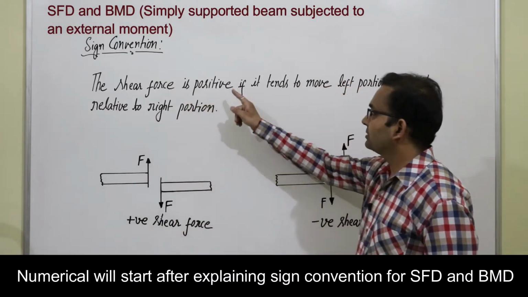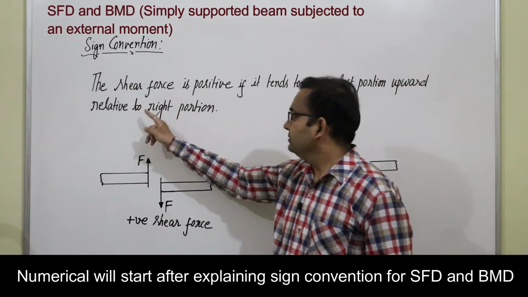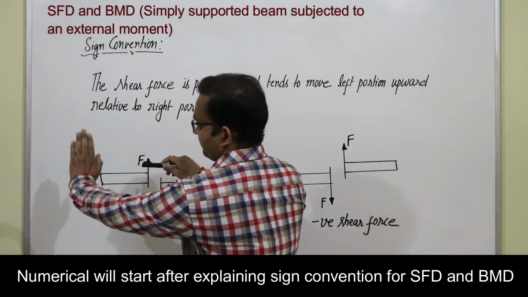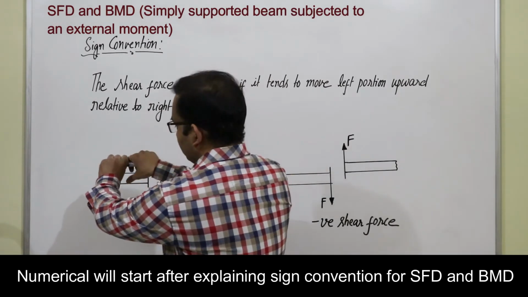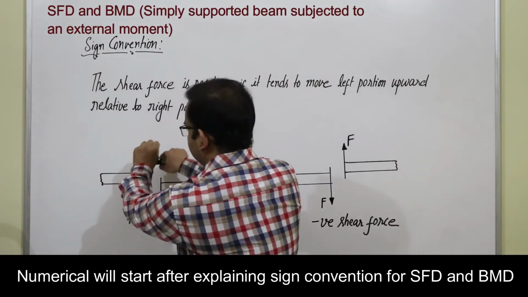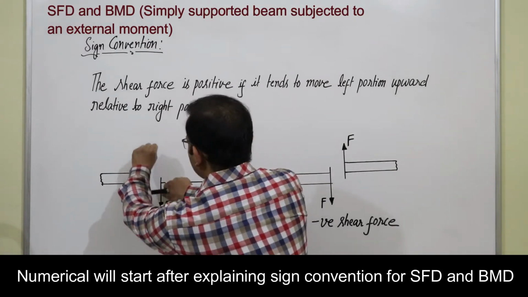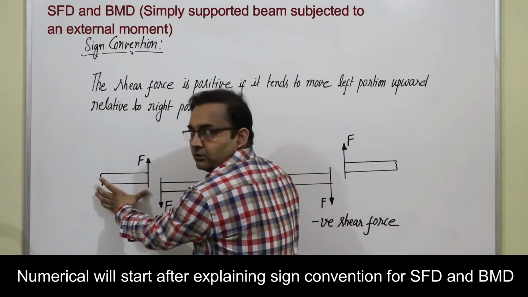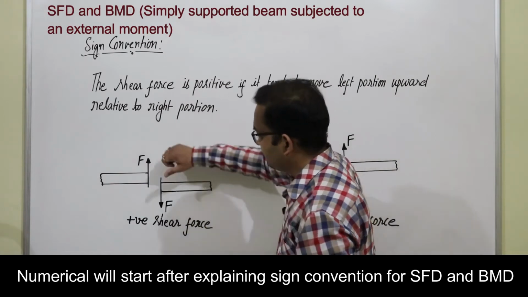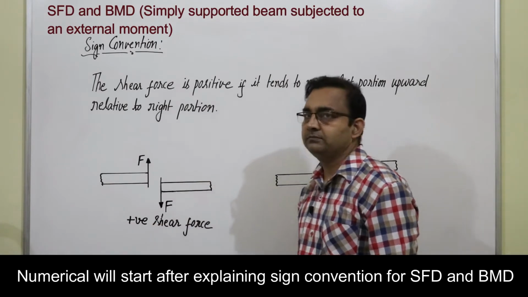The shear force is positive if it tends to move left portion upward relative to right portion. Suppose this is a beam and this is left part, this is right part. On left part I am applying force upward like this. So this is left part on which force is applying upward, and this is the right part on which force is applying downward. If this is the case, it is a positive shear force.